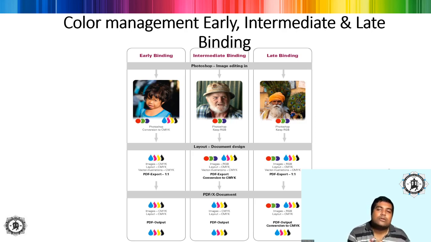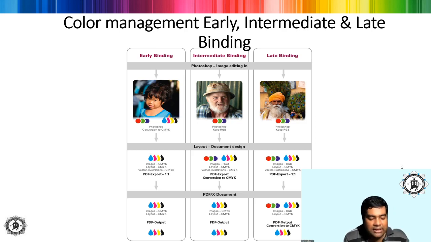So the concept here for binding is simple: at what workflow stage do I convert my images from RGB to CMYK? When I'm talking about images, I'm only talking about photographic images, I mean digital images. I'm not talking about vector artwork or text matter, because they are only created in CMYK space. So no point in talking about them.